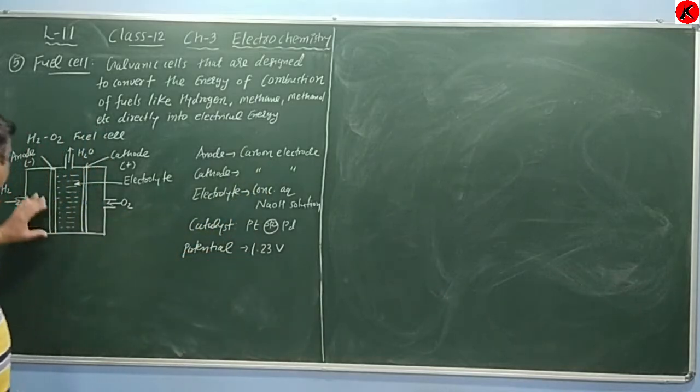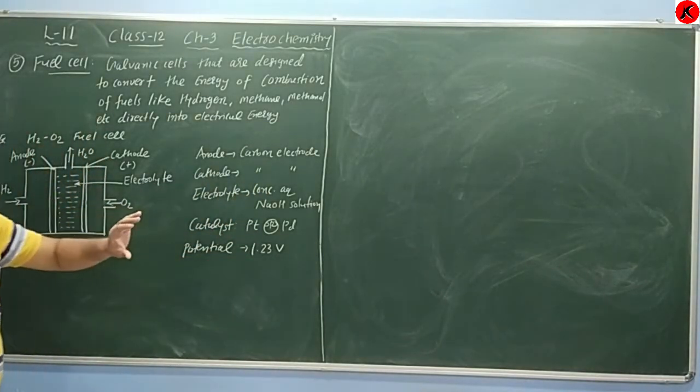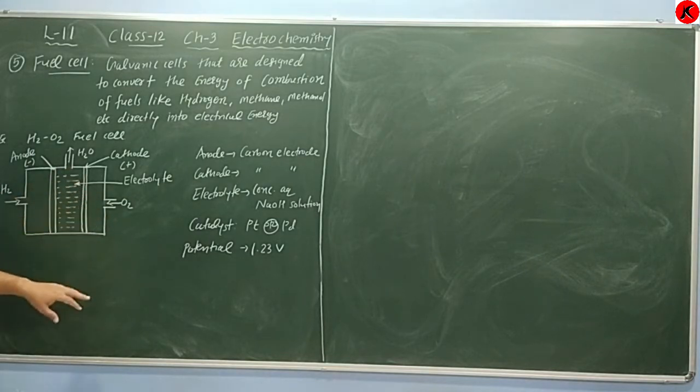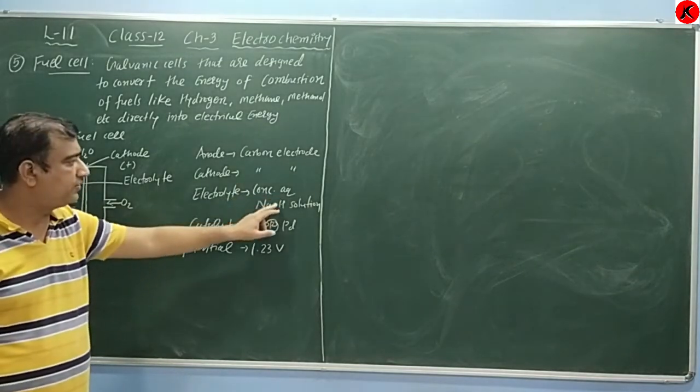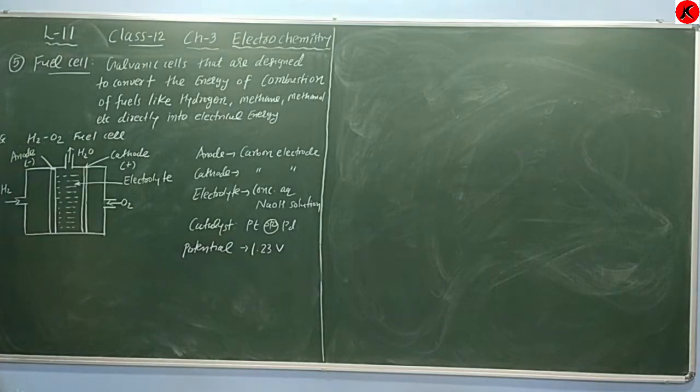Anode is a carbon electrode. This is the anode made up of porous carbon. Again, the cathode is made up of porous carbon. This is the cathode. Now the electrolyte is a concentrated aqueous NaOH solution. Now we are passing the hydrogen gas on the anode and passing the oxygen gas over the cathode. Combustion takes place and the final product will be H2O.